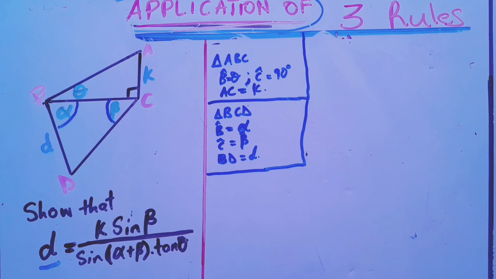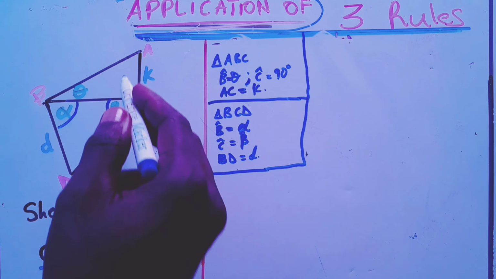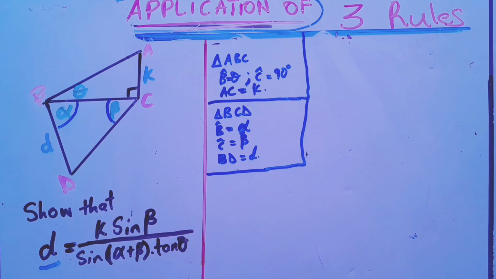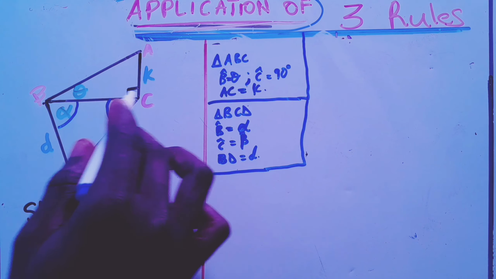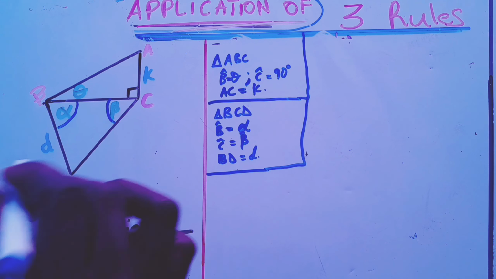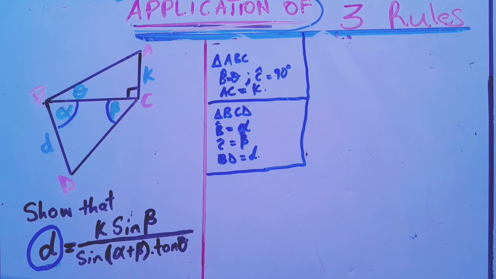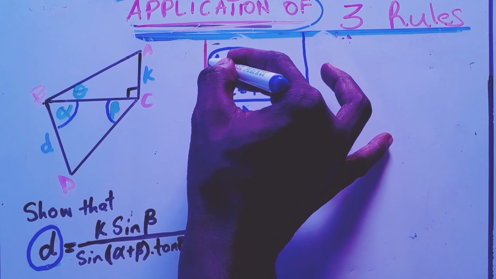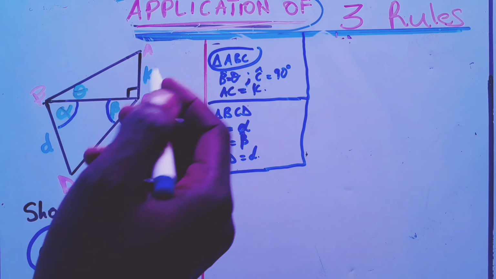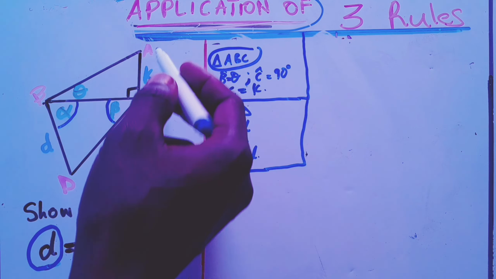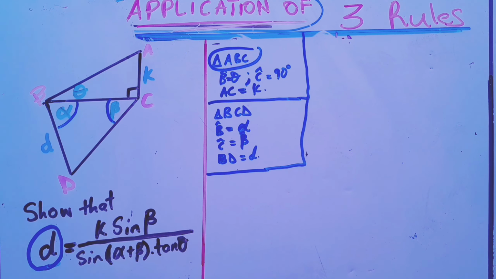So what's obvious is that we are going to use these two triangles, one after the other, to come up with the solution, right? So mostly the length that they're asking you to prove is on this triangle. So we cannot start the solution in this triangle. It means that we have to start our solution in triangle ABC, so that we can bring whatever is on this triangle to this side, right?